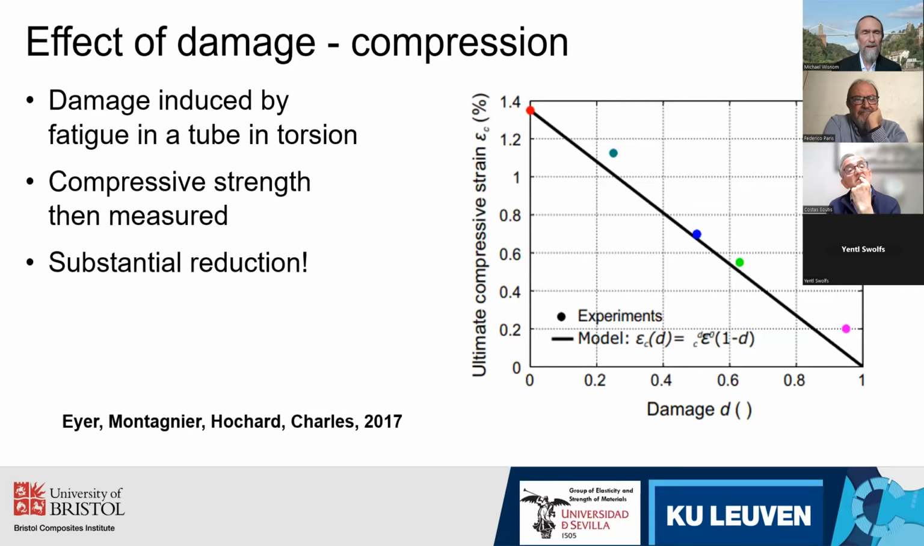Another effect is, well, what about in compression? There's some very nice work from Christian Hochard and his group on the effect of pre-forming damage in a tube by putting it under torsion and then loading in compression, and showing the amount of damage which is induced during the torsional loading. The matrix dominated damage drastically reduces the subsequent compressive stress. So again, in a laminate where these effects may occur, that may cause an effect on the compressive strength.